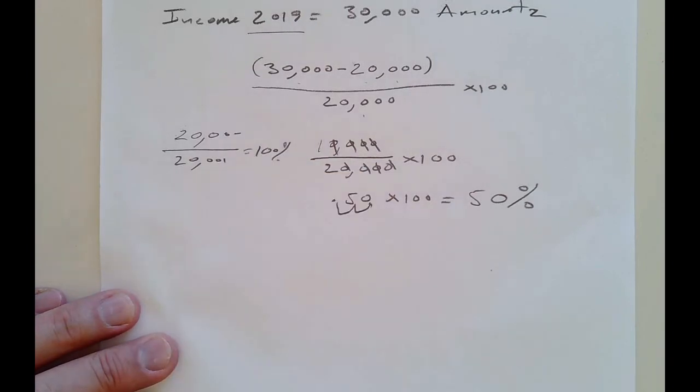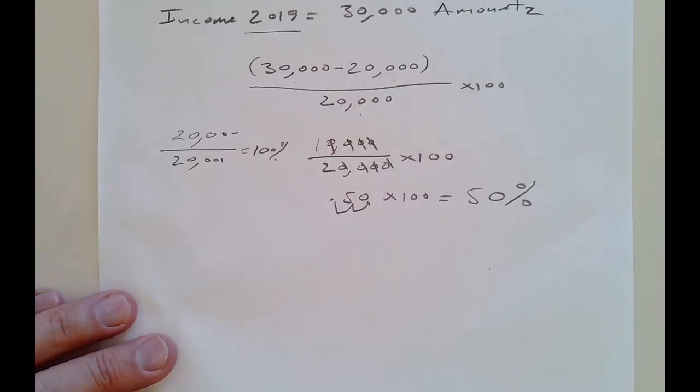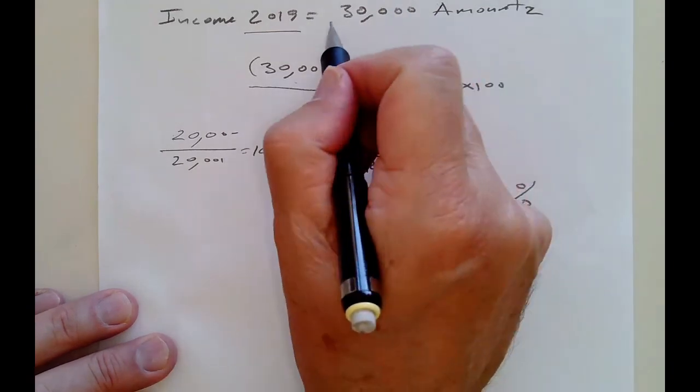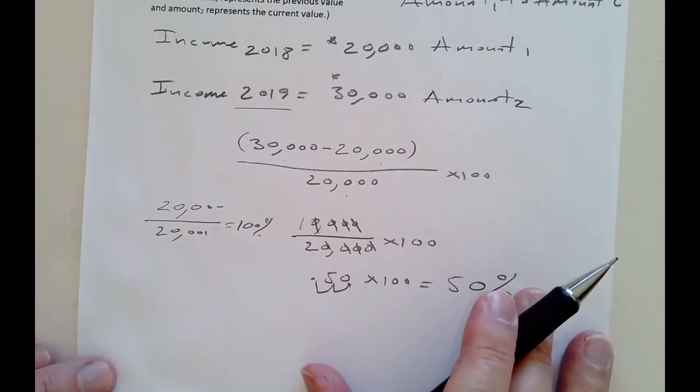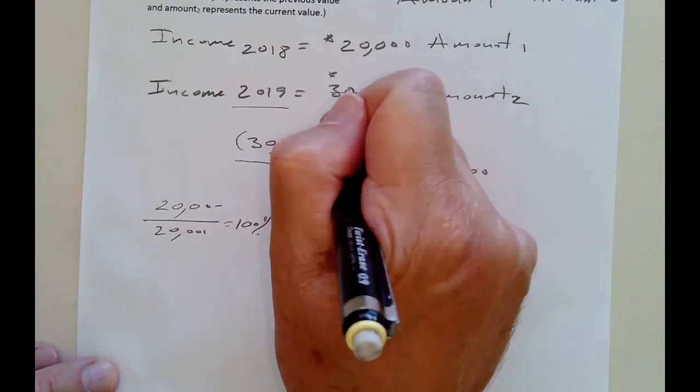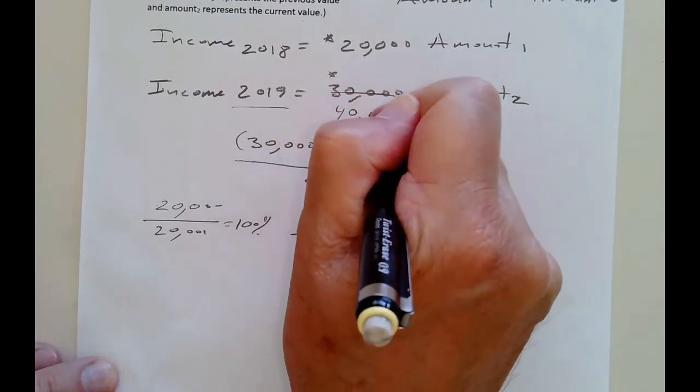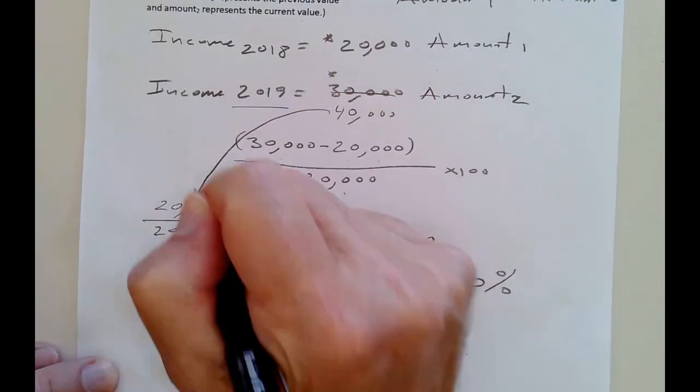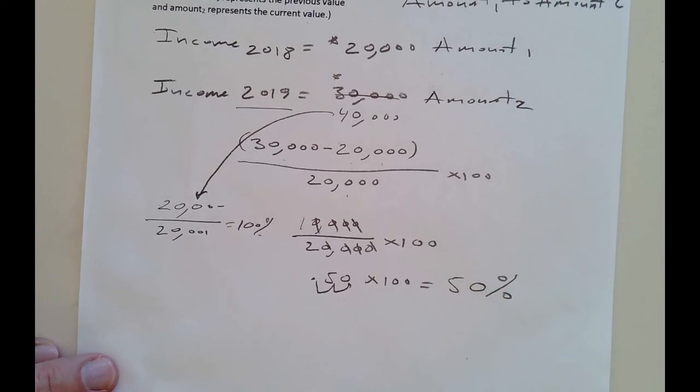So if it increases by 100%, that means the number has exactly doubled. And in that case, that would be a case if income in 2019 was, say, 40,000 instead of 30. And that's the math you need for this class.